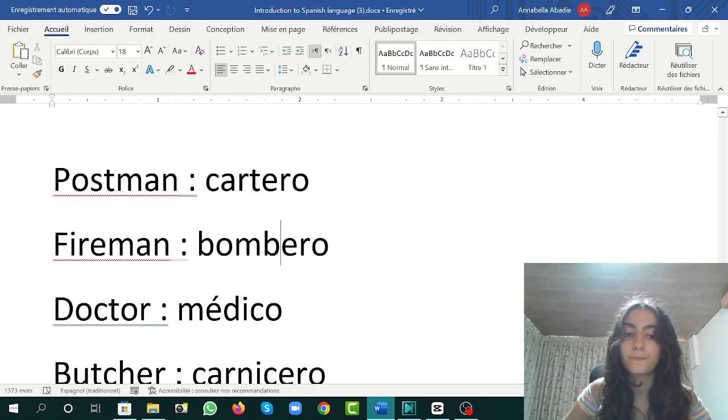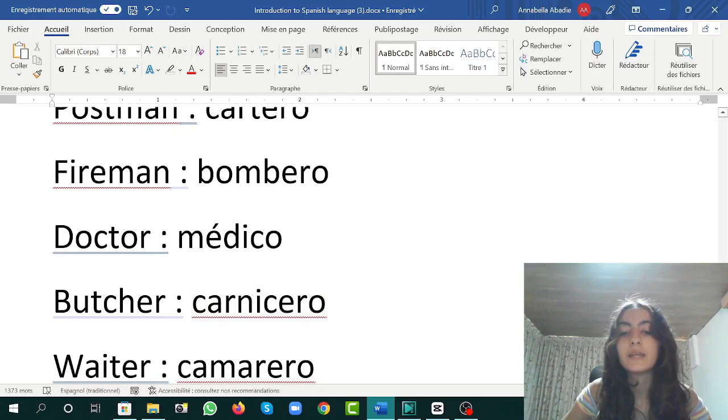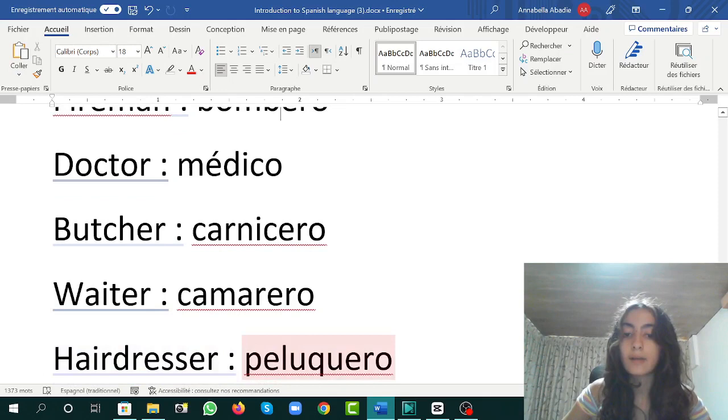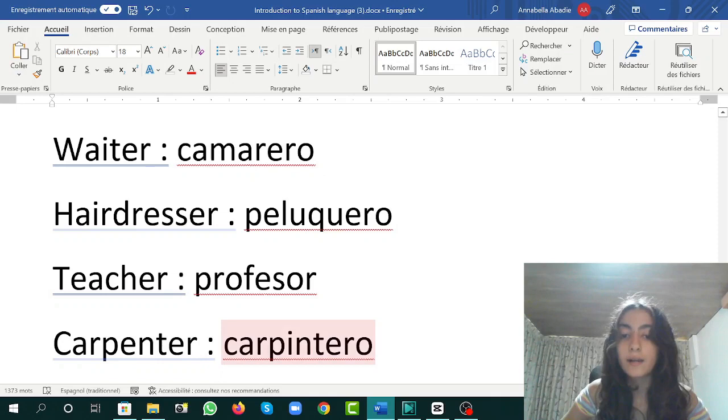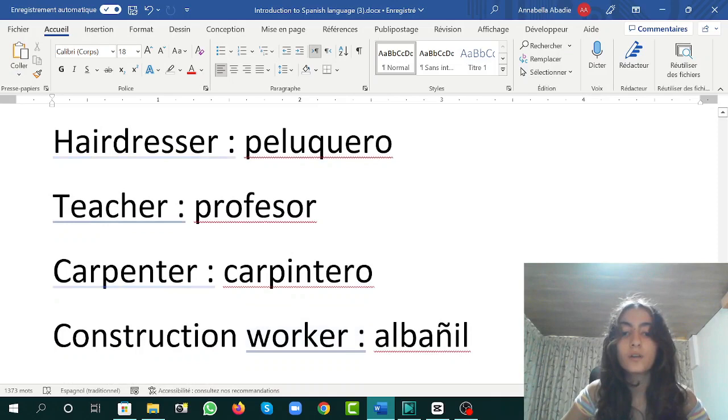Butcher is carnicero. Waiter is camarero. Hairdresser, peluquero. Teacher, profesor. Carpenter, carpintero. Construction worker, albañil.